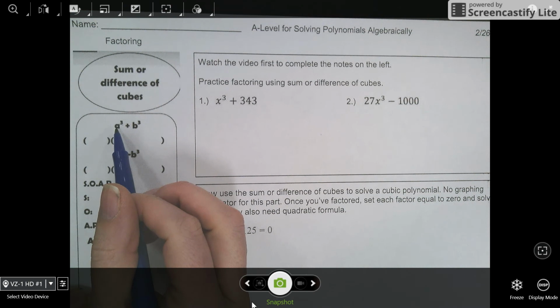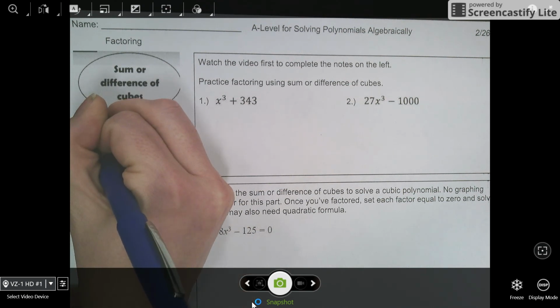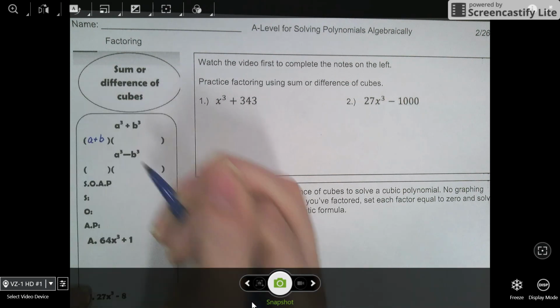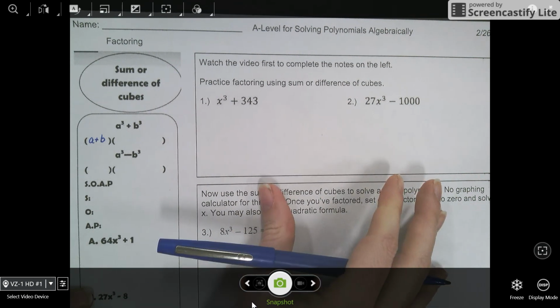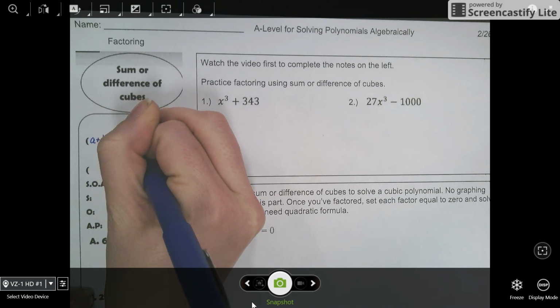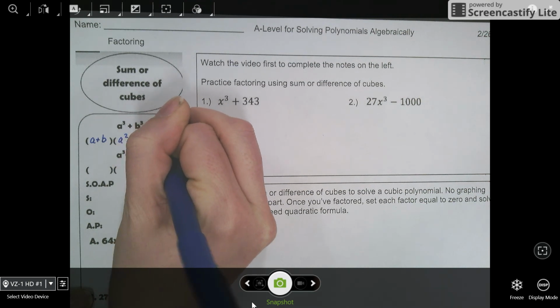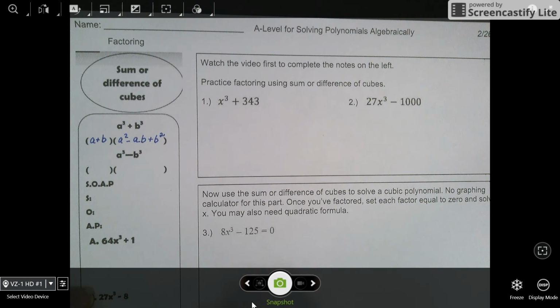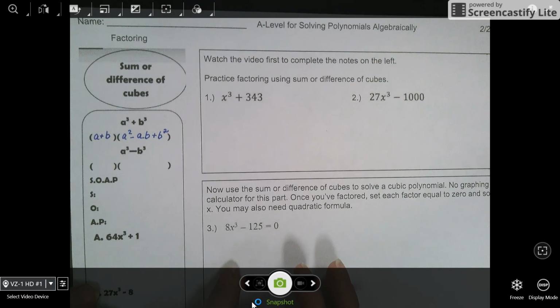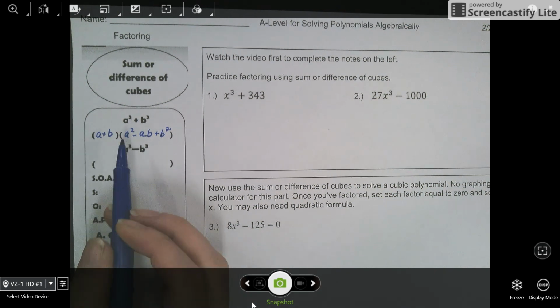So when we have a cubed plus b cubed, we can actually factor that into a plus b, and then it's going to get multiplied by a squared minus a times b plus b squared. And you might be saying, okay, that looks kind of crazy. Well, yeah, a little bit, but it really is a way for you to break down and factor that. That's the sum of cubes.